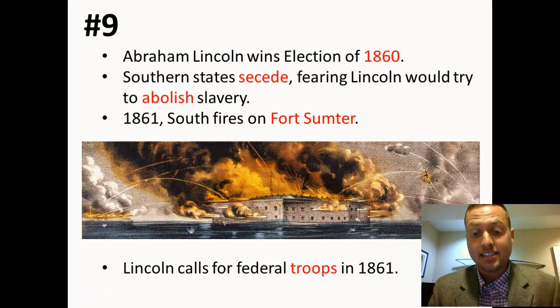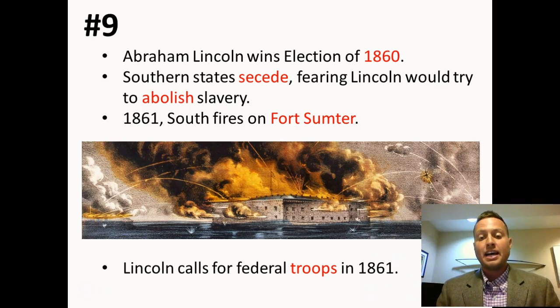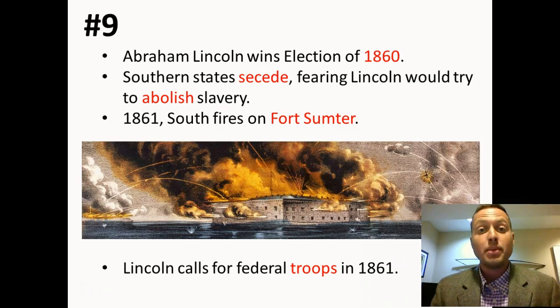Lincoln hates this and calls for federal troops, write that in, troops, in 1861. And now we've got ourselves a little war. That's going to be a big war.